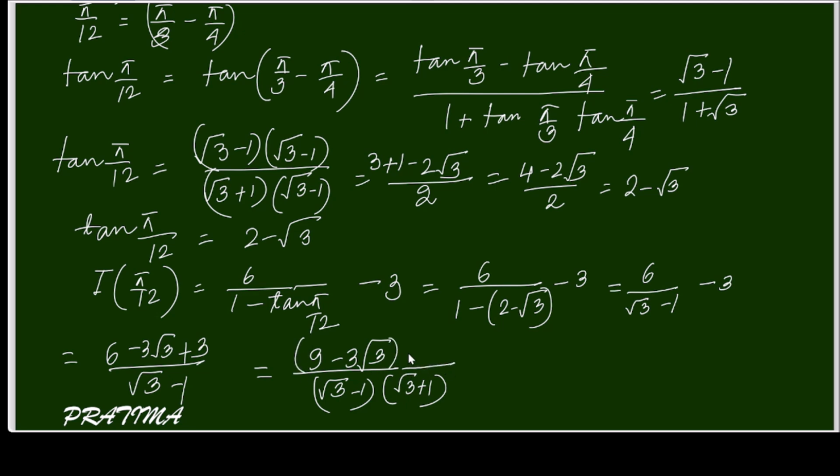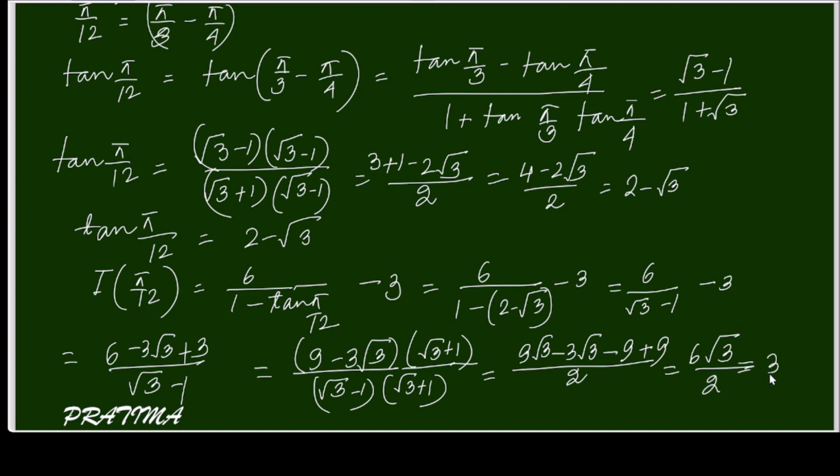Because it is an MCQ type of question, you have to rationalize to get the final answer, because this answer may not be in this form. So this will be 9 root 3 minus 3 root 3 into root 3, plus 9, plus 9. So this will be 6 root 3 over 2. Answer is 3 root 3.